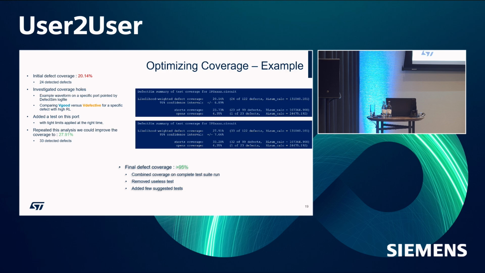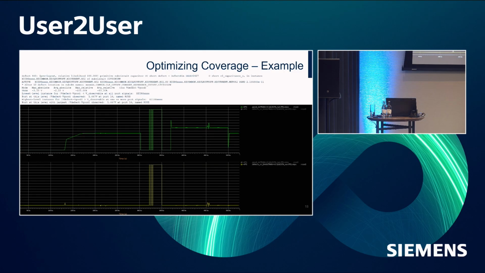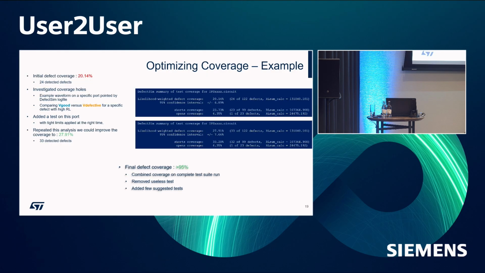Having a look, as I said, by adding a test specific for this kind of measure, we were able to spot 9 more defects, which means that we improved our analog coverage from 20 to 27% just by adding one simple test, which is run along with the ATE final test. These are the results from the log files.